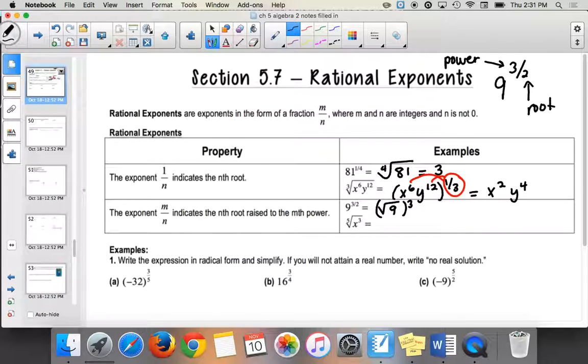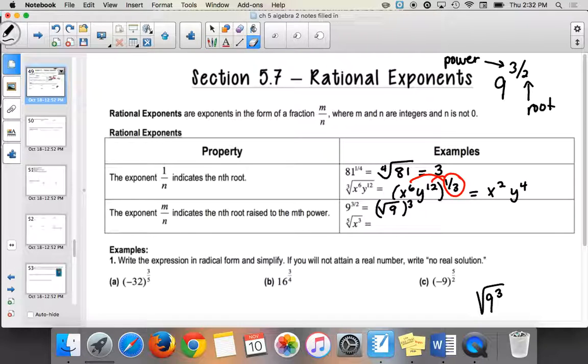Now, you can write it in lots of different ways. You could have written the square root of 9 cubed with the 3 on the inside, or you could have written 9 to the 3 all under a square root. But the reason that I do not like that notation is because I can't do that in my head. 9 to the 3, do you guys know what 9 to the 3 is? I actually do know what 9 to the 3 is, 729. But most people don't. And then taking the square root of it, that's pretty hard, right?